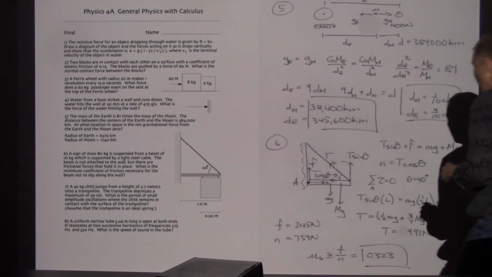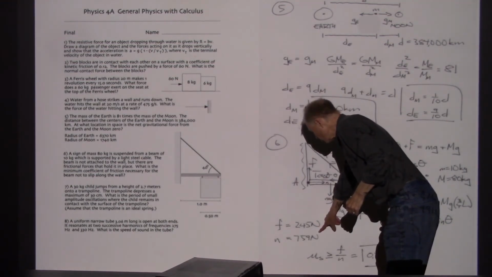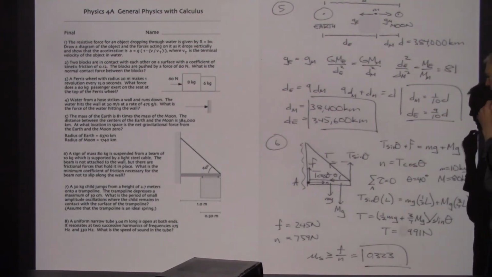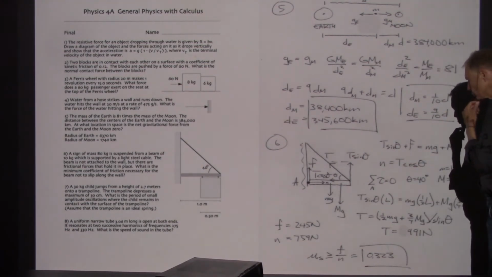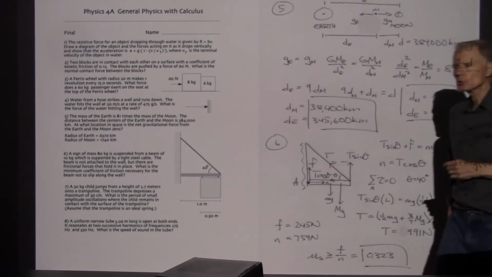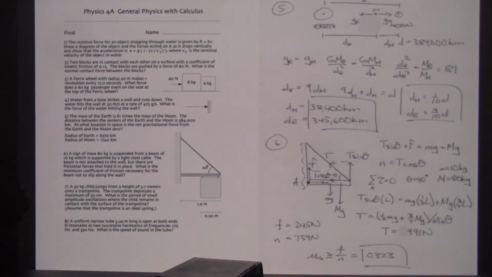So what we've got now is we've got the frictional force calculated, 245 newtons. The normal force coming from here, 759 newtons. So it's saying that the coefficient of static friction would need to be at least as large as that ratio. So it needs to be as large as 0.323. And that shouldn't be too hard, right?